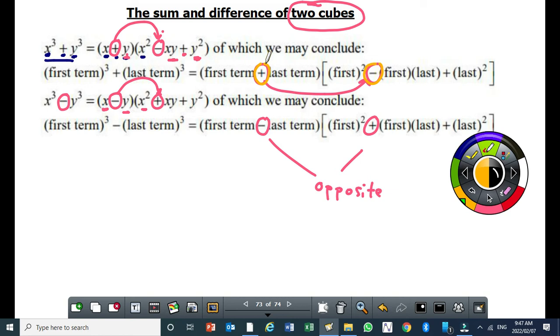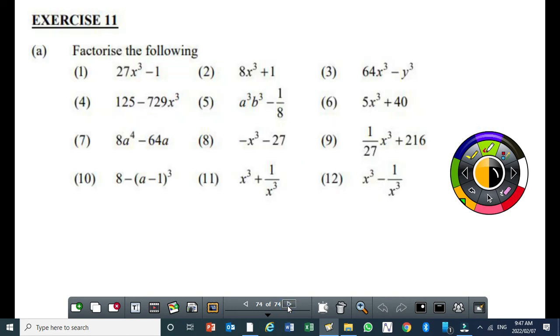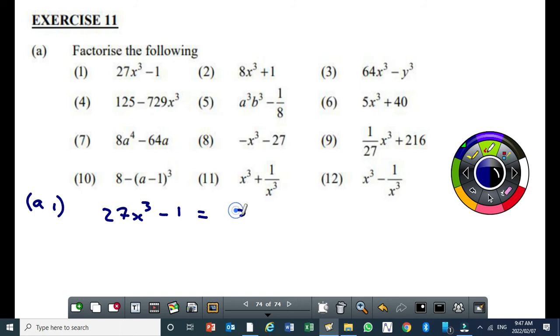Okay, right. Let's do an example so that you can have a better picture. So we are factorizing by a difference and sum of 2 cubes. So I'll start with A1. So we have 27x cubed minus 1. This will be equal to... First, we find the cube root of 27. That's a 3. Right? The cube root of x cubed, that's x.